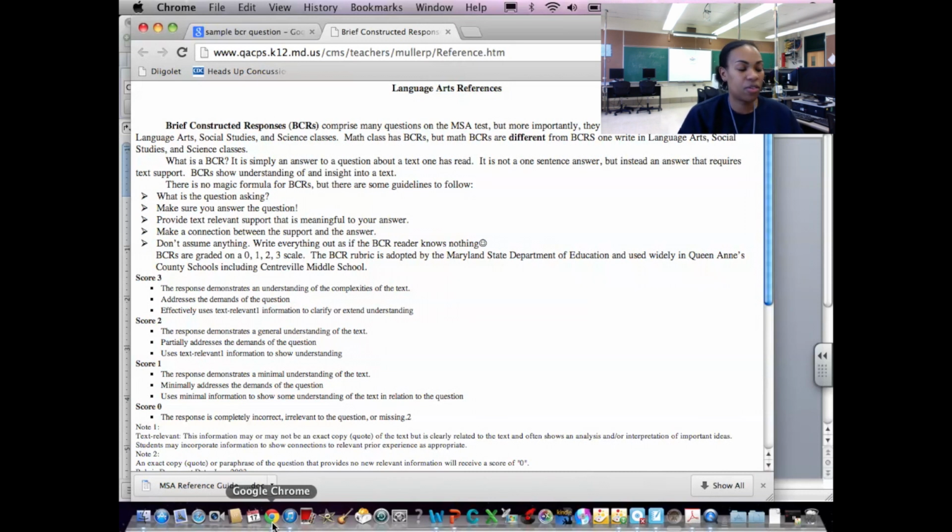But if you want to score 3, then the response will demonstrate an understanding of the complexities of the text, meaning that you can prove that you read it and that you understand it. Also, it addresses the demands of the question, so answering the whole question, and effectively uses text-relevant information to clarify or extend understanding, which is going back to what we've been doing all along, going to cite the text. So here we go. Let's go ahead and jump into this prompt here.